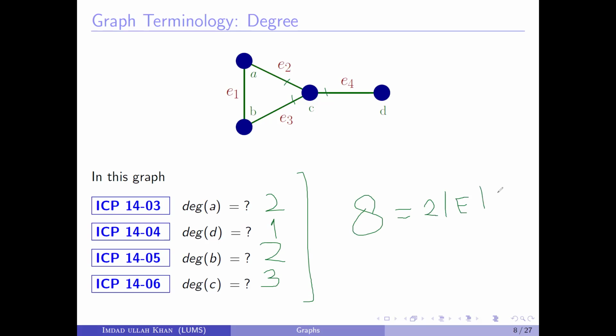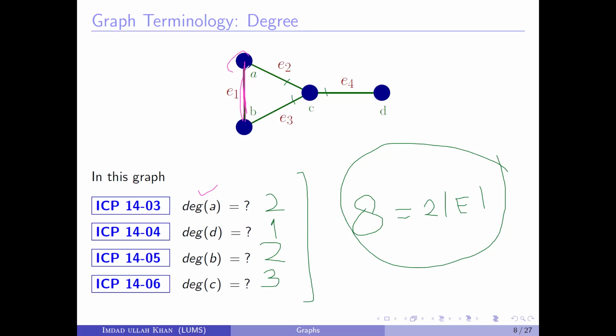If you focus on this expression, the total degree is 2 times E, the number of edges. Here in this particular example, the number of edges is 4, so 2 times 4 is 8. Why is it so? Because each edge which we are looking at is contributing twice in computing individual degrees.